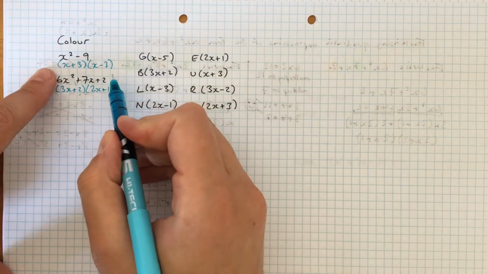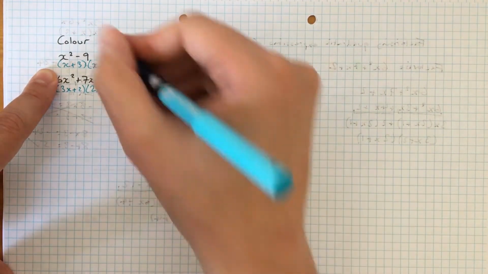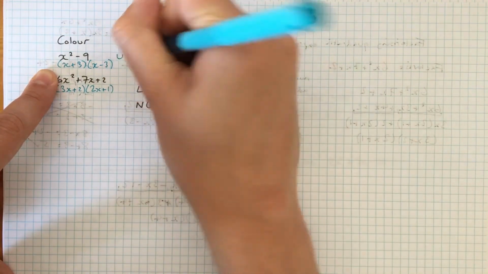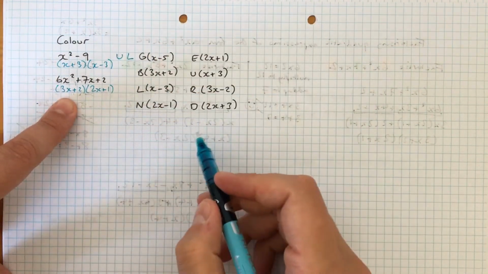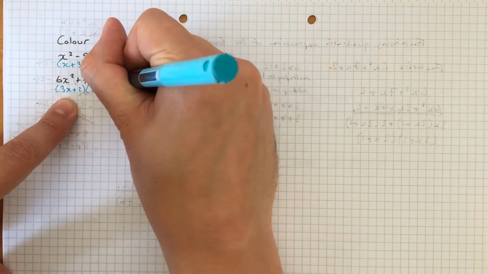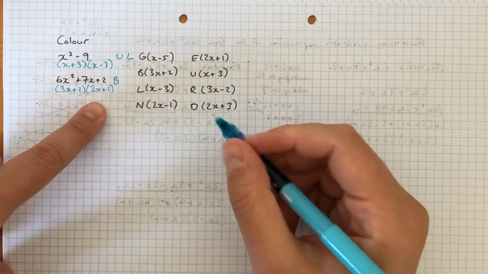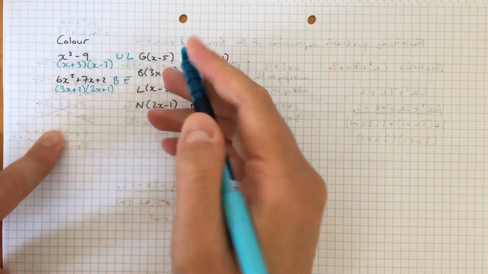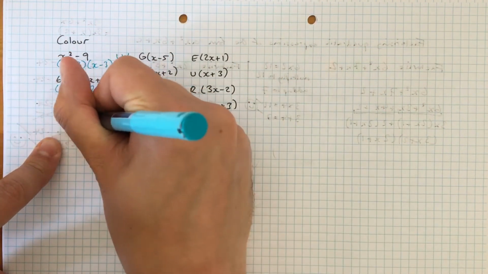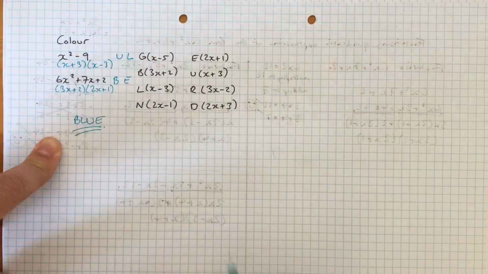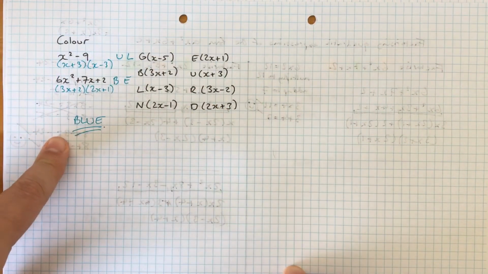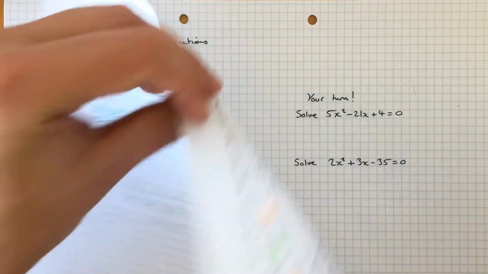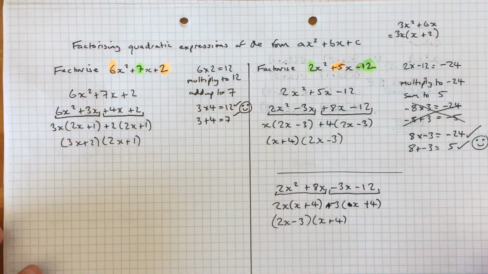So if we just look at what letters we've got here, x plus 3 is U, x minus 3 is L. Here, 3x plus 2 is B, and 2x plus 1 is E. So we're looking for a colour. Those are the letters we've got. It's going to be blue. Okay. So just a slightly different activity for you to work on today, just to practice those skills of factorisation that I've just been going over.